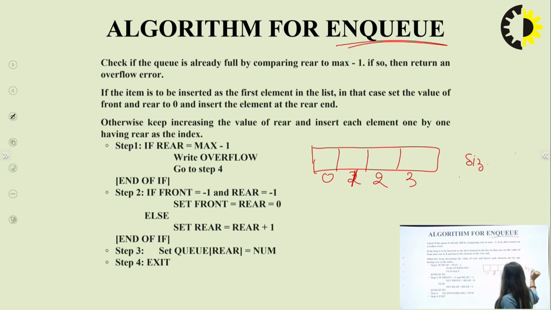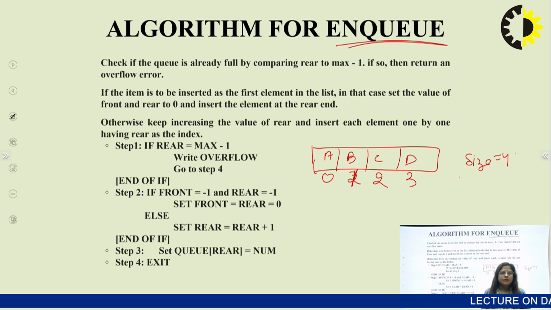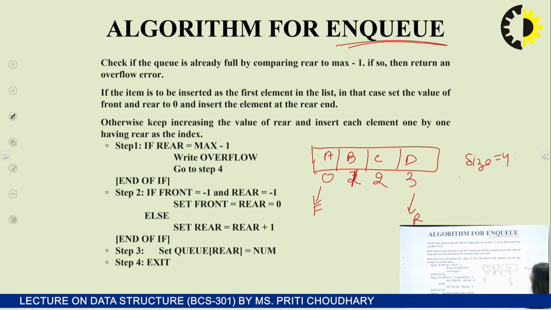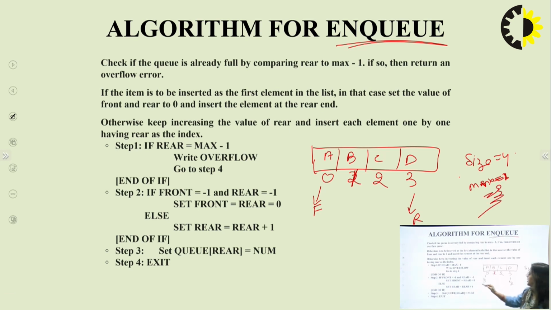Size is 4: A, B, C, D. Now check rear. According to this, this is your front and this is your rear. So check if rear equals max minus 1. What is max? Max is 4. 4 minus 1 is 3. So now check: max minus 1, and rear is 3. Yes, rear is 3. It means all elements are filled in this queue, so it indicates that the queue is overflow.